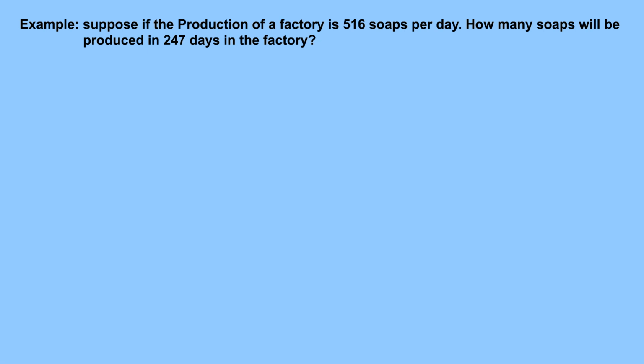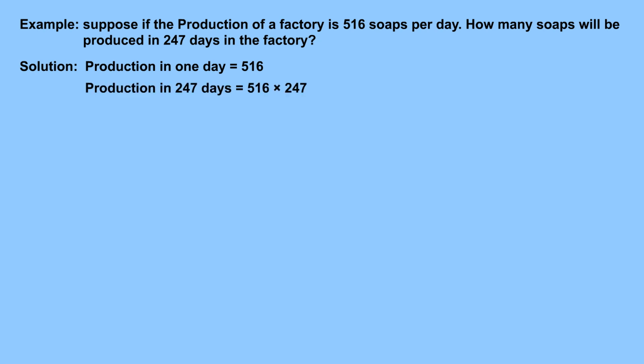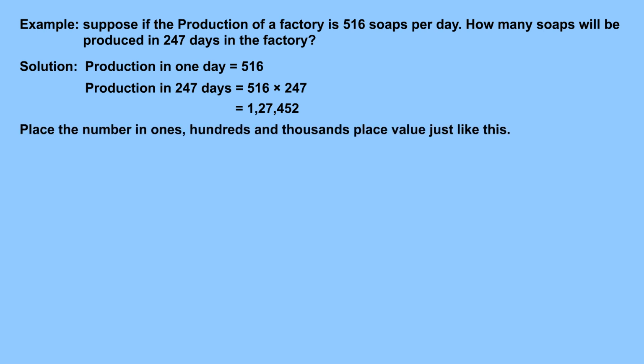Word problems on multiplication. Example: suppose the production of a factory is 516 soaps per day. How many soaps will be produced in 247 days in the factory? Solution: production in 1 day is equal to 516. Production in 247 days is equal to 516 times 247, which is equal to 1,27,452.